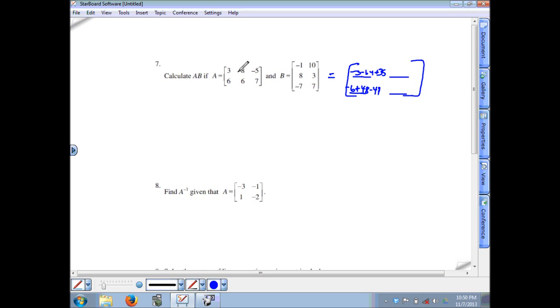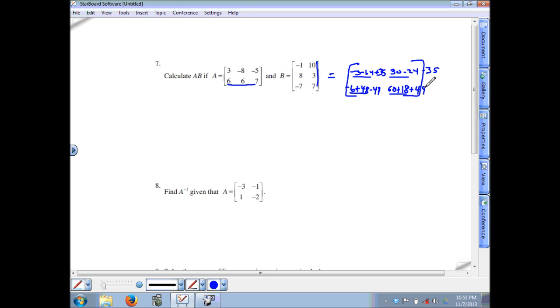This entry here is the first row, second column. First row, second column here. So 3 times 10 is 30. Negative 8 times 3 is negative 24. And then negative 5 times 7 is negative 35. This is second row, second column here. Second row, second column. 6 times 10 is 60. 6 times 3 is 18, and then 7 times 7 is 49.